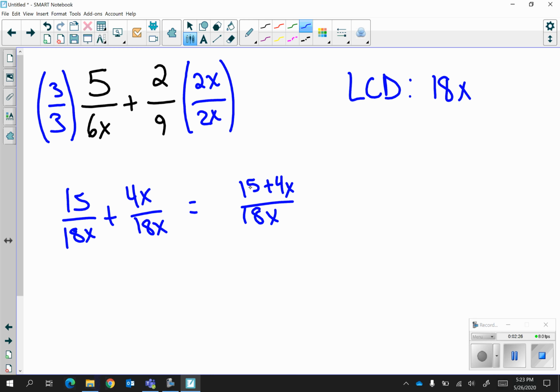So if you really want, you might see an answer with the 4x first, but that's about it. So make sure when you're adding fractions, you want to find a common denominator. Same thing applies to subtracting fractions. Find the LCD, multiply each piece by what's missing, keep the denominator, and subtract the numerator.